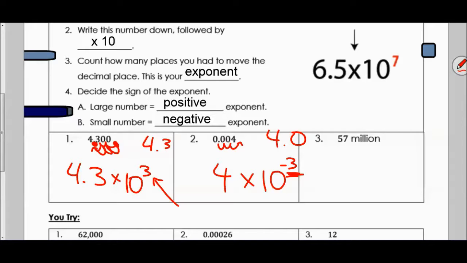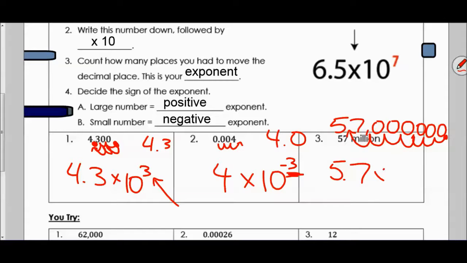This one we have to write out first. This is 57 million. That's going to have 6 zeros. Again, that's a big number. The decimal place starts out behind the number: 1, 2, 3, 4, 5, 6, 7 spots up. It's going to be in between the 5 and the 7. That's a number between 1 and 10 times 10, and that moves 7 spots. It's times 10 to the 7.